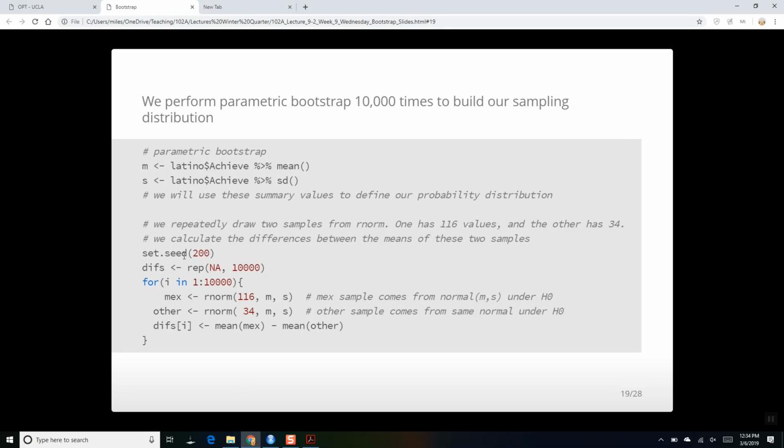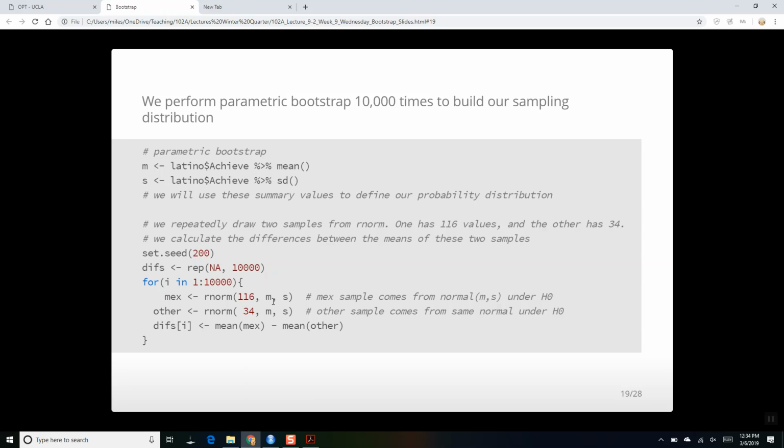For reproducibility, I'm going to set a seed of 200, whatever. I'm going to do this 10,000 times, and I'm going to simulate for Mexico and other countries. We just use our norm, and both of these things have the same mean and same standard deviation. The mean comes from the overall mean of this entire column, and the standard deviation comes from the standard deviation of the entire column, everybody pooled together. We're going to use these two values to define our normal distribution.